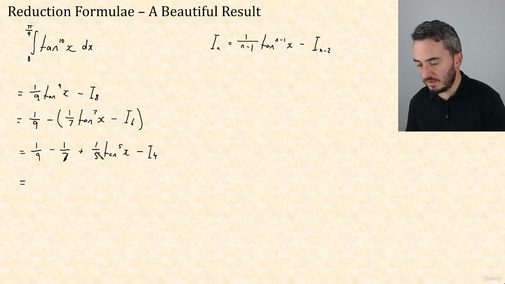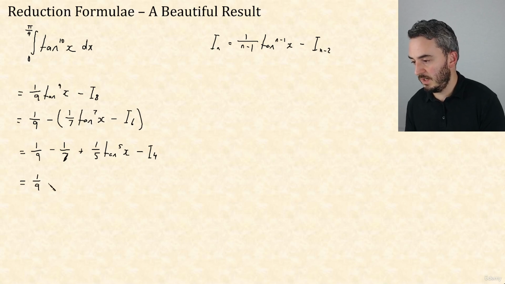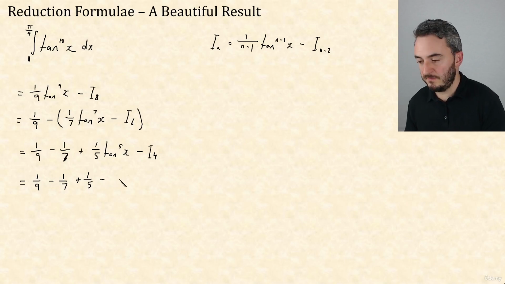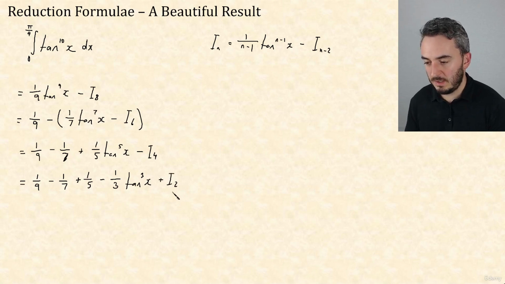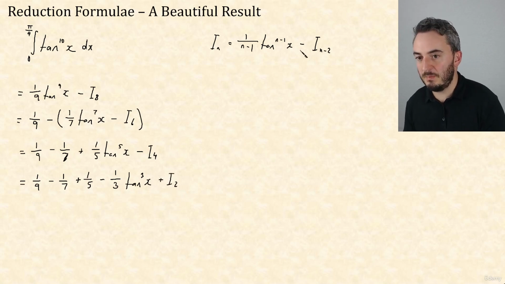And each time we get one of these tan results, the answer to this is just 1 times this fraction. So 9th minus a 7th plus a 5th, and then it's minus I_4. So what is I_4? That is 1 over 3 tan cubed x. We're nearly there, aren't we? And then minus, so plus I_2. And we're basically there, but what is I_2?